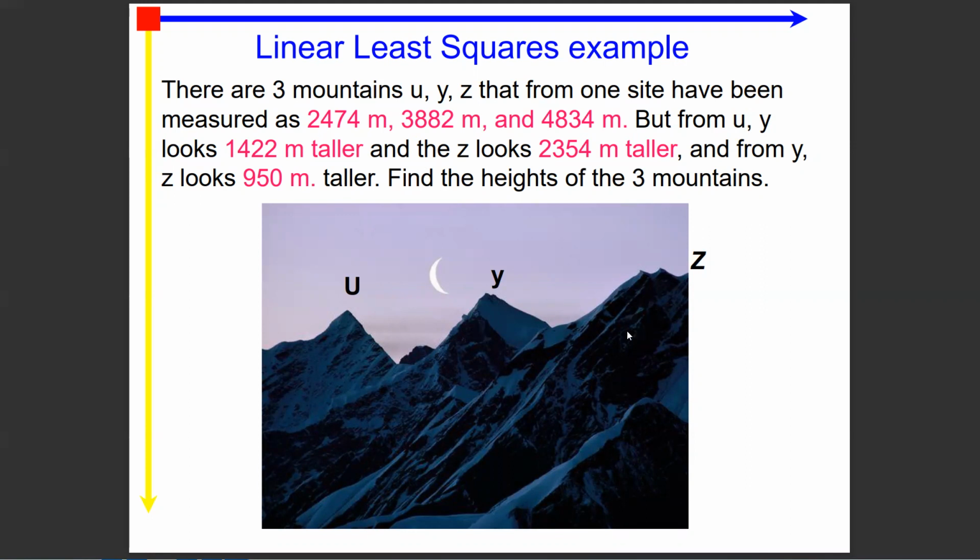You're having multiple views, right? From this view, from that view, you're having different measurement data sets, which contain some error. They're not coming up to be exactly true. So you have to solve this somehow.